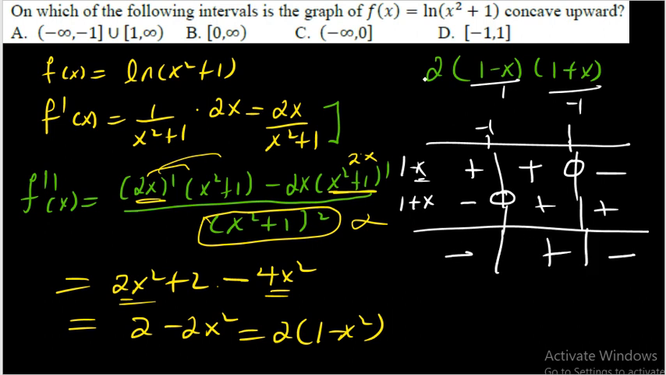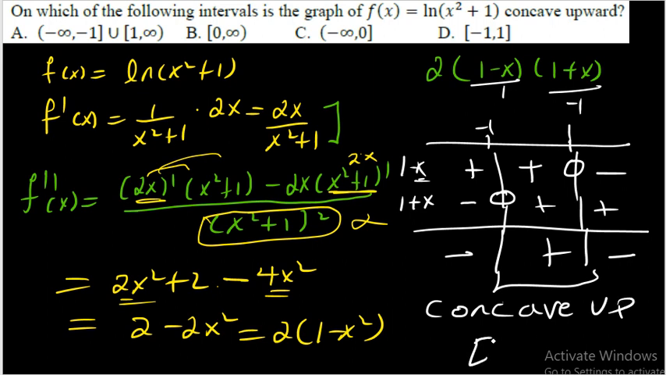So what will be the positive interval? It is between -1 and 1, so that it is concave up, because this is the second derivative. We are studying the second derivative behavior. So concave up in the interval from -1 to 1. So the answer necessarily will be D. Okay, let's continue to the next one.